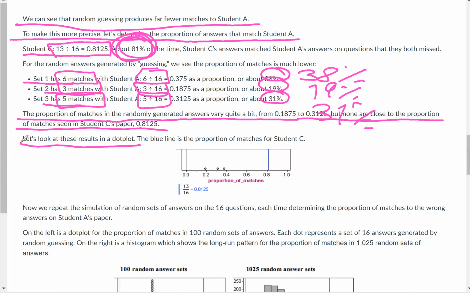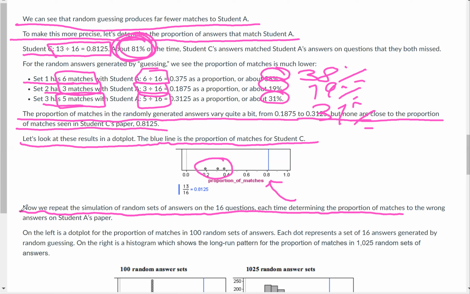Let's look at these results in a dot plot. The blue line in the proportion of matches is student C. So student C is at 0.81, which is 81%. And then these 3 dots are our random samples, or the randomly generated ABC answers. Now we repeat the simulation of random sets of answers on the 16 questions, each time determining the proportion of matches to the wrong answers in student A's paper. So just imagine if we made more and more columns on that table.